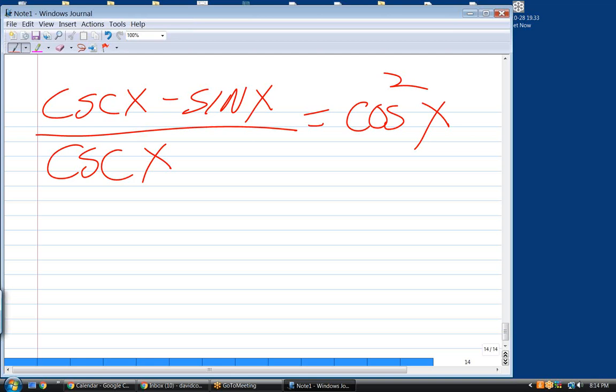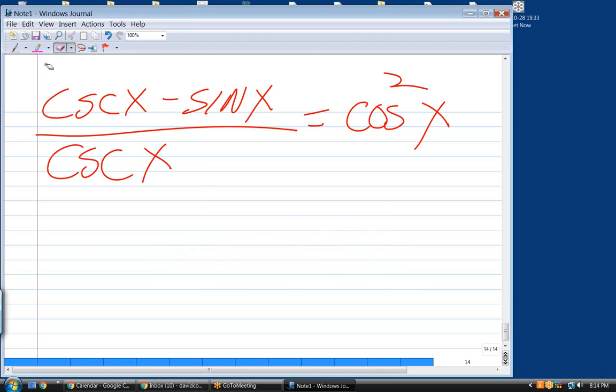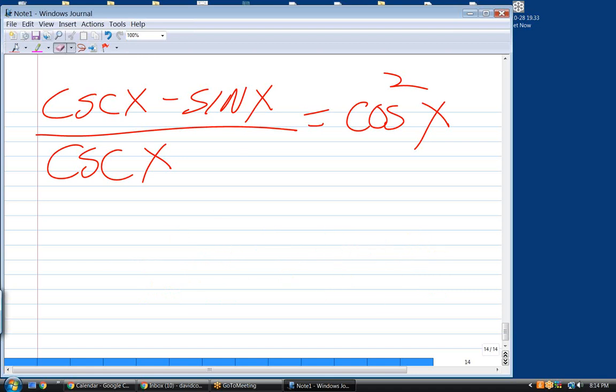Yes, perfect. As long as the denominator is a single term. In other words, if I have a plus b over c, that is equal to a over c plus b over c. Okay? If I have a over b plus c, I cannot break it up. That is not equal to a over b plus a over c. So the only time you can break it up into two fractions is if you have a single entity in the bottom.